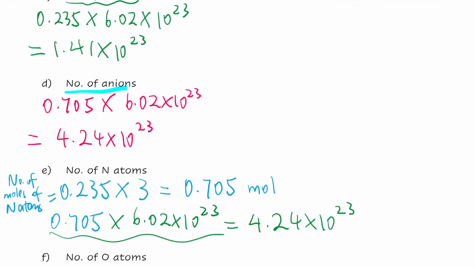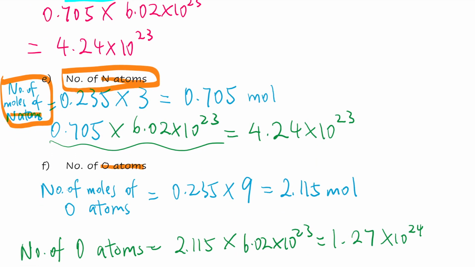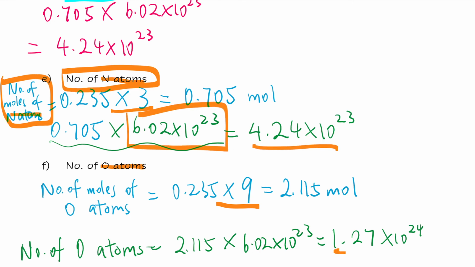But this is where some of you might get confused. You might say, sir, now all of a sudden they're asking us to find the atoms. Again, it's the same thing like before. You find the number of moles of that particular particle that they're asking you in the question, like here, oxygen atoms, nitrogen atoms, and then you times it by the number of atoms there are in the compound, and finally you times it by Avogadro's constant, and there you go, you find the answer.